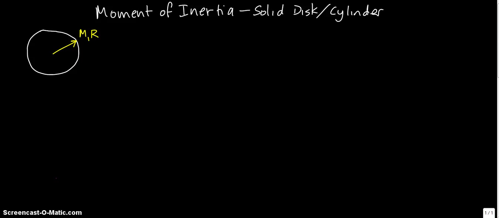Welcome to the video about finding the moment of inertia of a solid disk or a cylinder. We are going to find the moment of inertia of this solid disk or cylinder by dividing it up into pieces that are all equal distance from the center of mass. The center of mass of the disk is at the center of the circle, and to find the moment of inertia we need to integrate r squared times dm, where r is the distance of the entirety of each piece dm from the center of the circle.